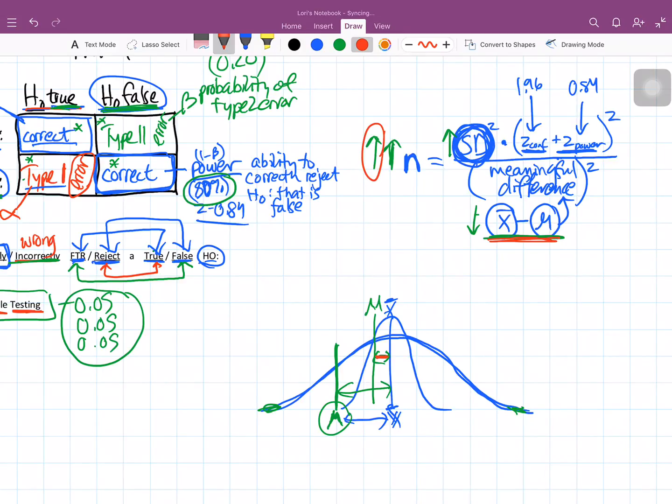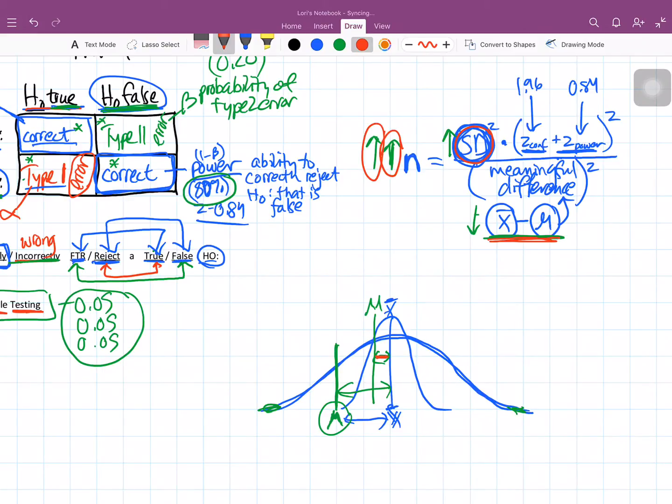And if that underlying population is really spread out, right here my standard deviation is large, then I'm also going to need a much larger sample size in order to be able to detect that. So those are a couple of the reasons that I would need a larger sample size.